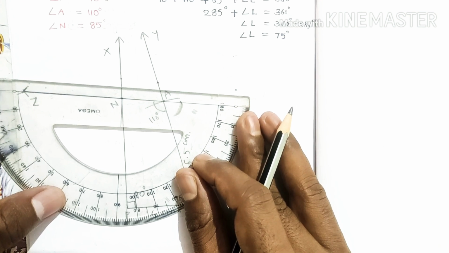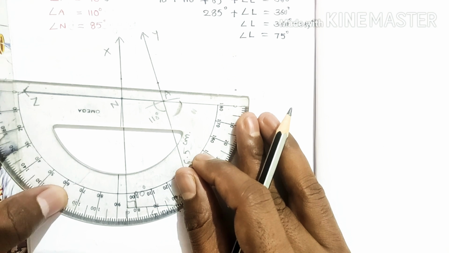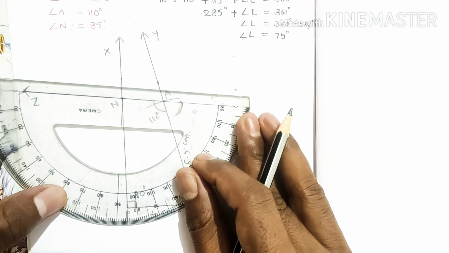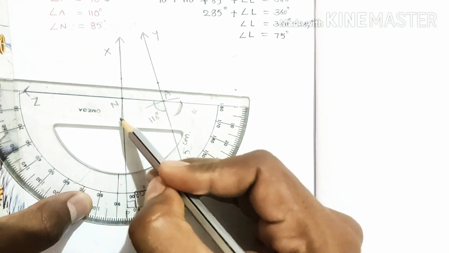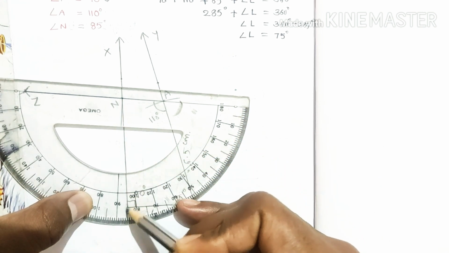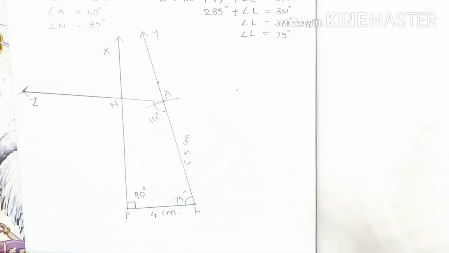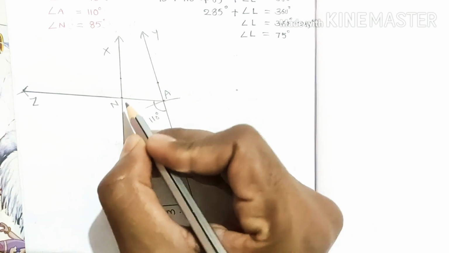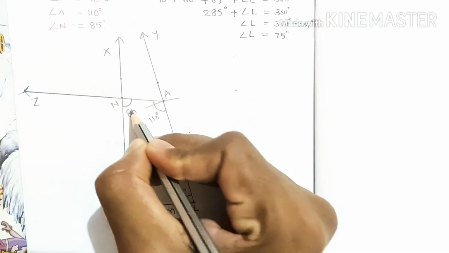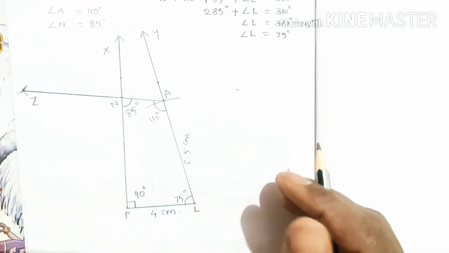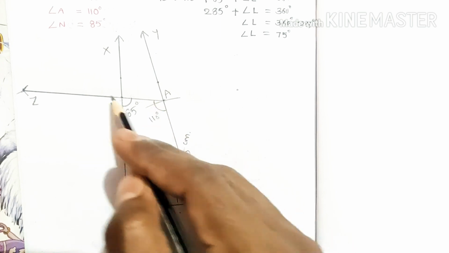So adjust the protractor, then you check whether it is 85 degree or not. After the adjustment, this is exactly between 80 and 90, at 85 degree. Here at N the angle will be 85 degree. This is our required quadrilateral PLAN.